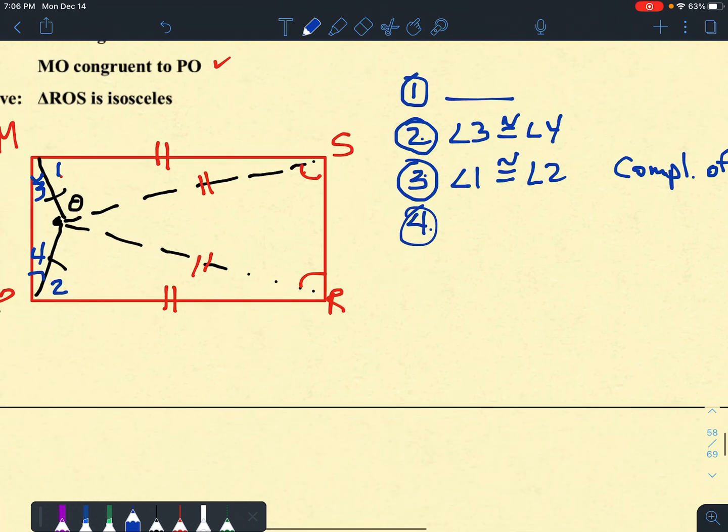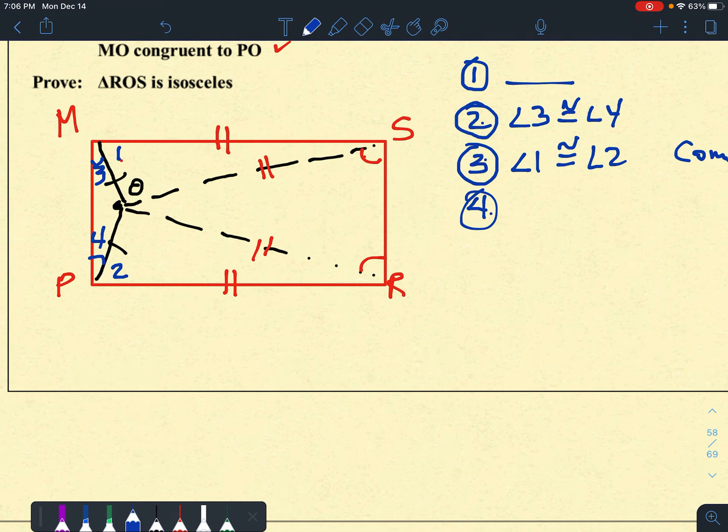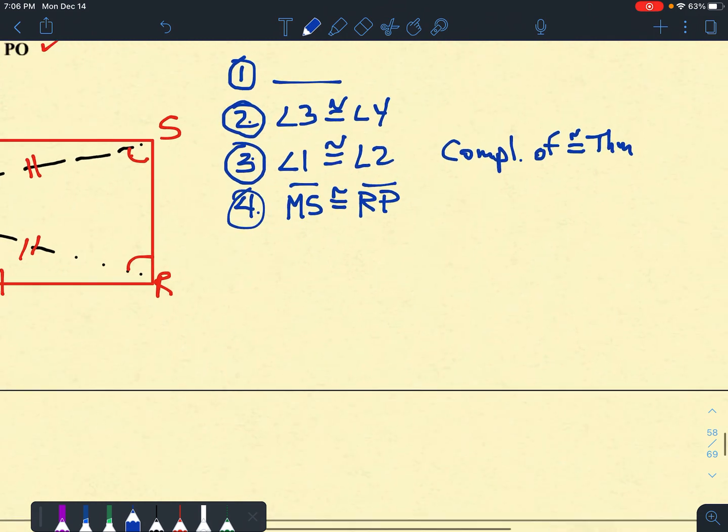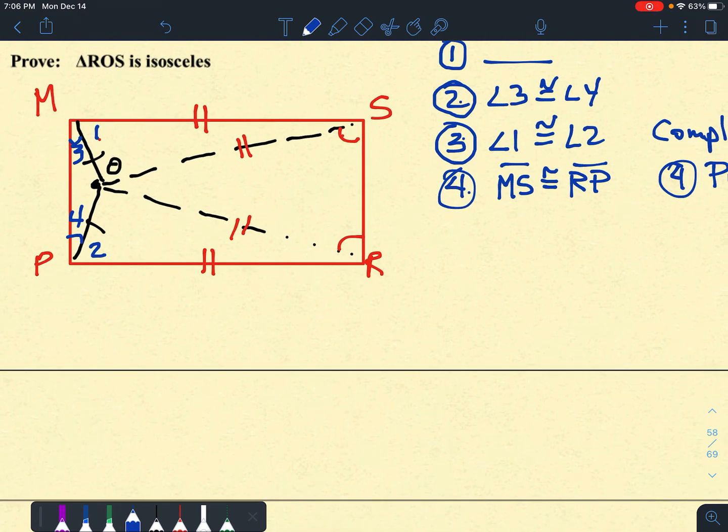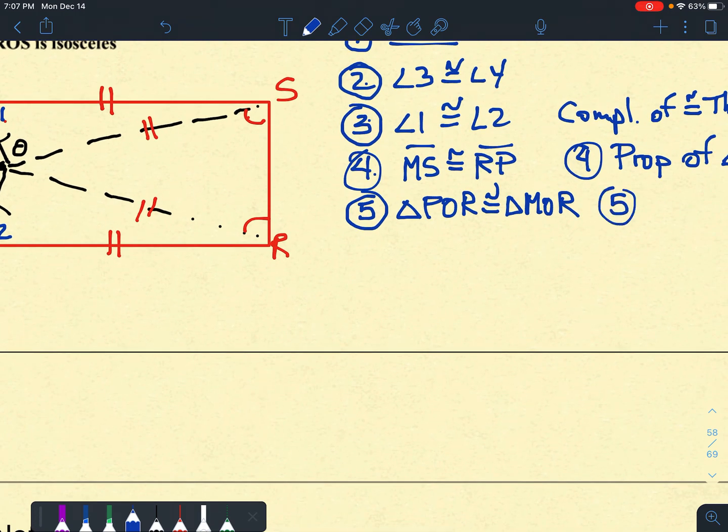Almost done. MS is congruent to PR. This one I'm going to write out too because it is a property. So this is a property of parallelograms. And that's sufficient, okay? Opposite sides are congruent in a parallelogram. Line 5, I think now we have triangle POR is congruent to triangle MOR. And that looks like the side angle side theorem.